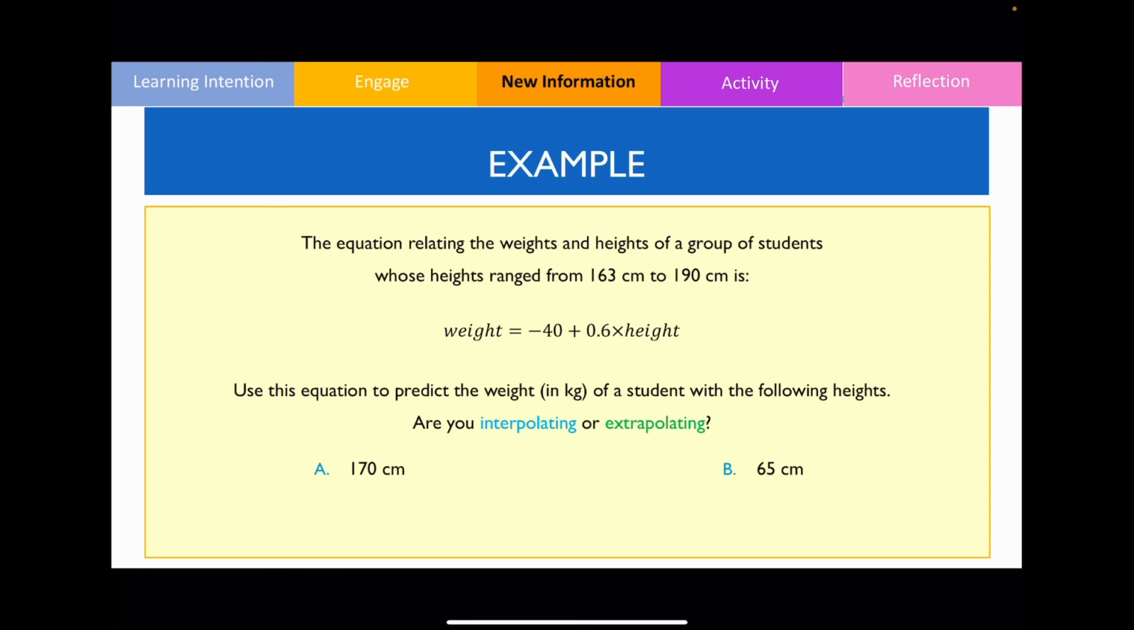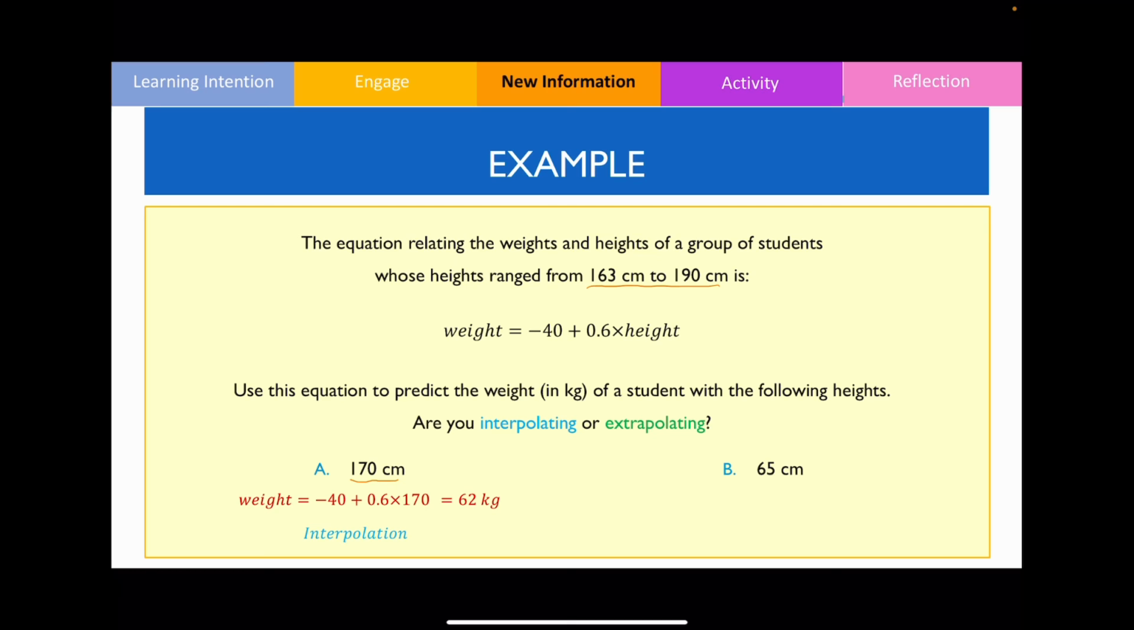So what I'm going to do is substitute our height into the equation. If I substitute 170 in, and put this into my CAS calculator, I'm going to get an answer of 62 kilograms. Since 170 centimeters lies within the original dataset, this is going to be an example of interpolation.